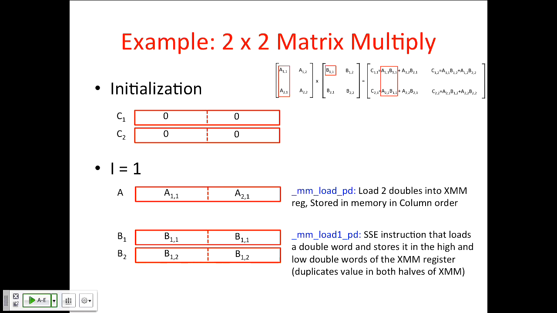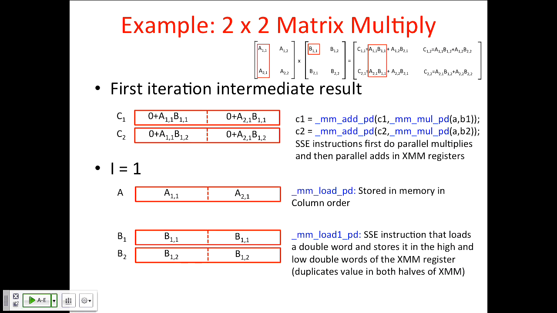Notice there's B11 here and B11 here. These are 2 values that are the same. So this one instruction loads this once, picks 64 bits from memory and repeats it into the 2 halves of a 128-bit register. Okay, we do the same here to get, so this is the B1 register, this is the B2 register.